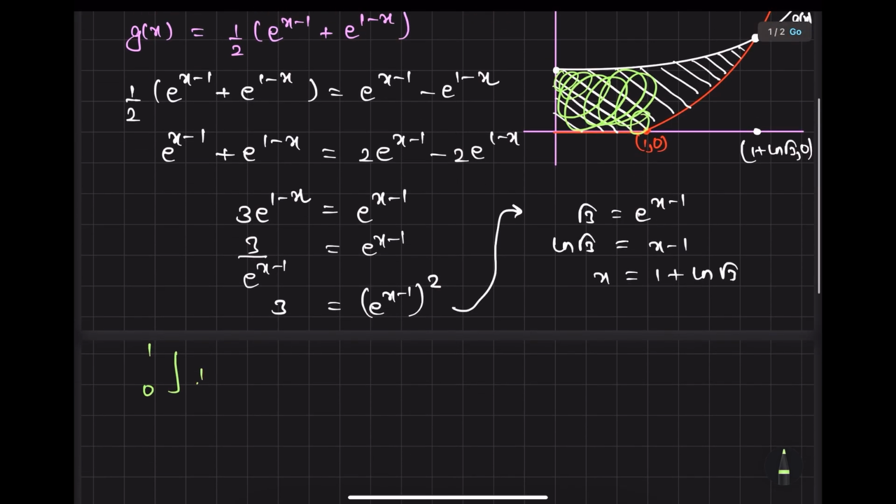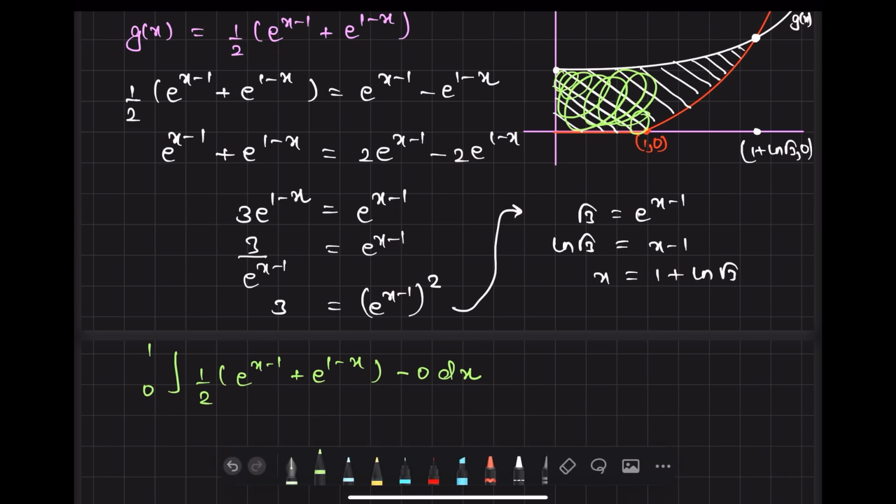So who is g of x? It is 1 by 2 e power x minus 1 plus e power 1 minus x, upper curve minus lower curve dx. Lower curve is 0. Then we have the second part, from 1 to 1 plus ln root 3.